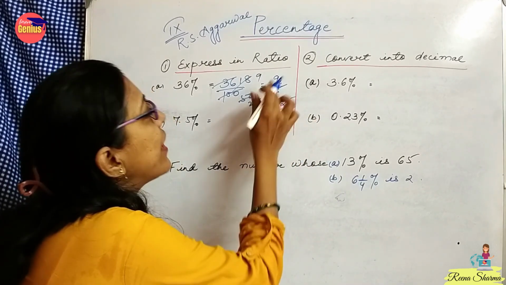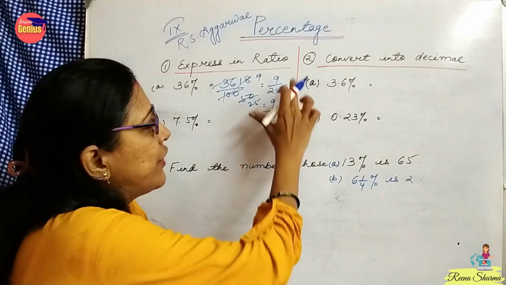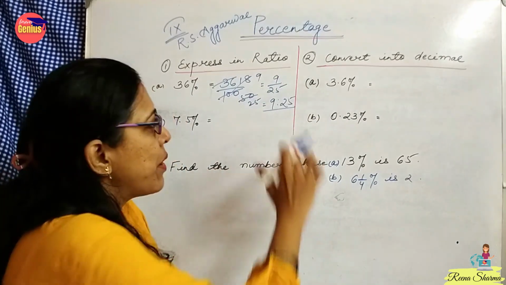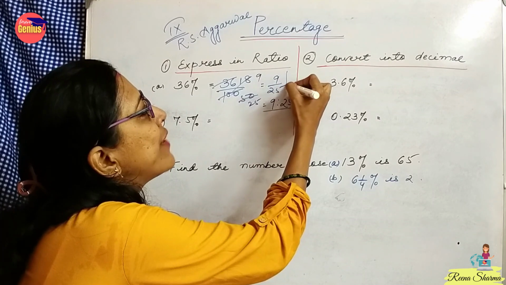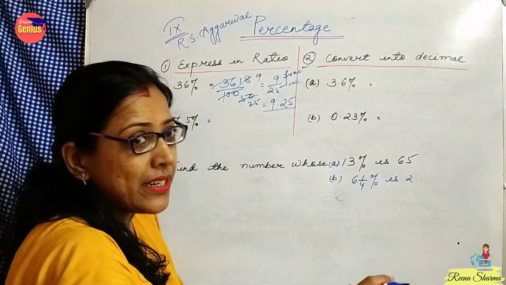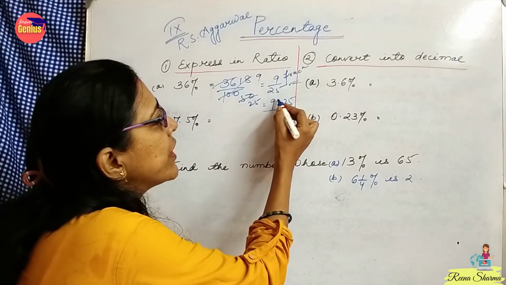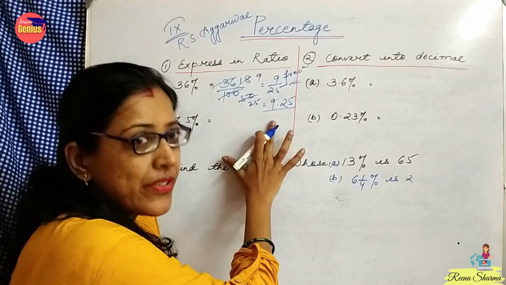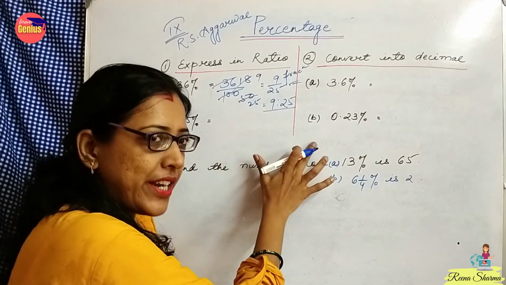So in ratio we cannot write it in fraction. The answer is the same, but this will be known as fraction, whereas when I write in the form of ratio, we have to give 2 dots and this is the way of expressing in terms of ratio.